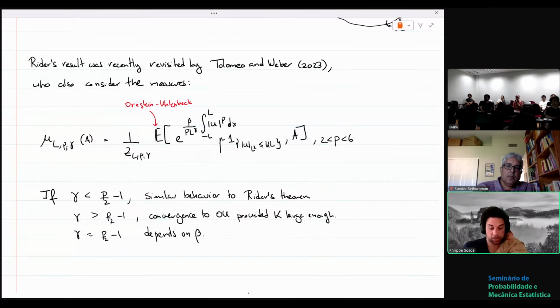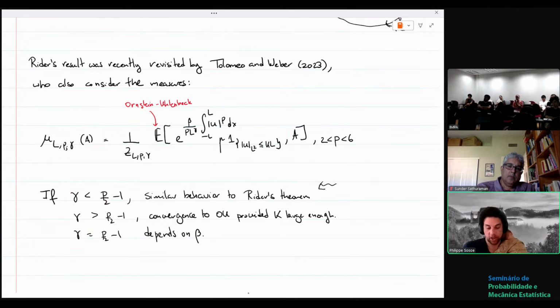If gamma is not too large, then the behavior is similar to Writer's theorem. You can show that basically the field is very, very close in some L2 or LP norm to the manifold of solitons. So you have to find some soliton with a random center. But once you've removed that random center, you just see this one function Q rescaled by L.